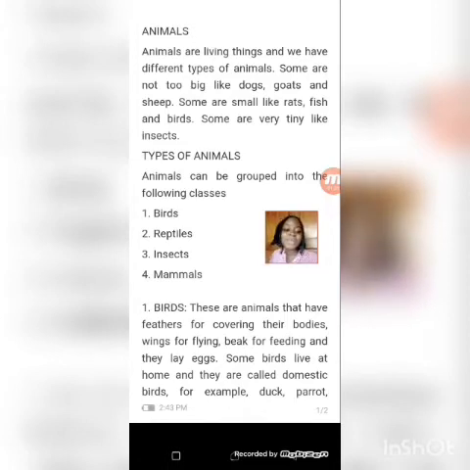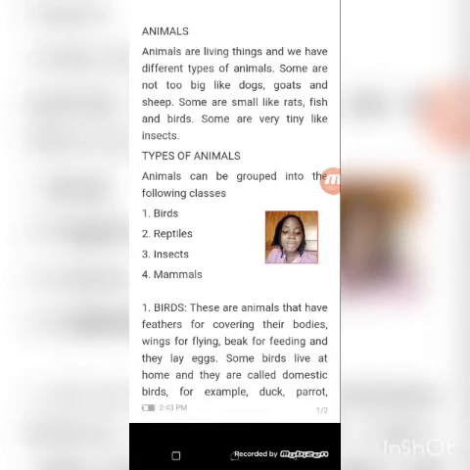So let's go into the types of animals. Animals can be grouped into the following classes. Number one, birds. Number two, reptiles. Number three, insects. Number four, mammals. Let's explain them one after the other.